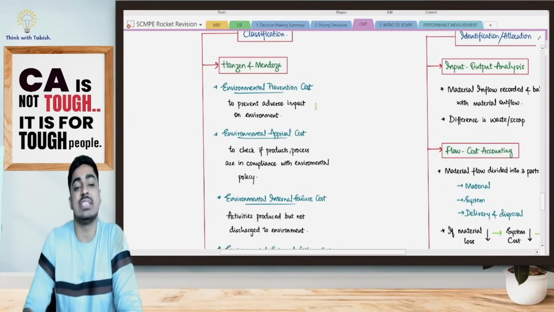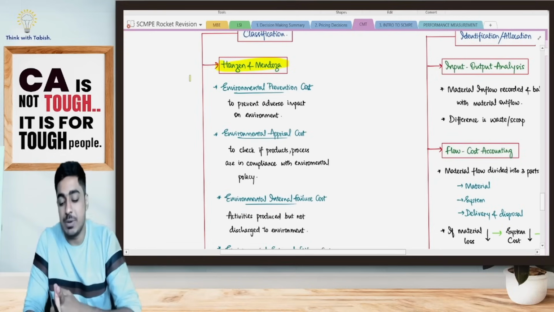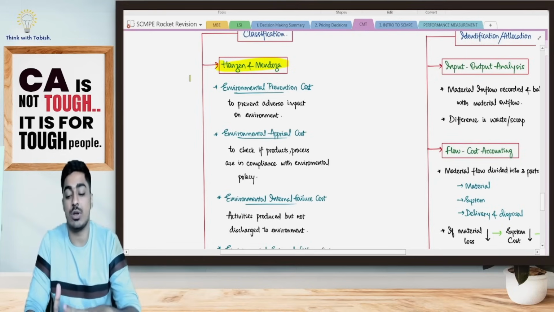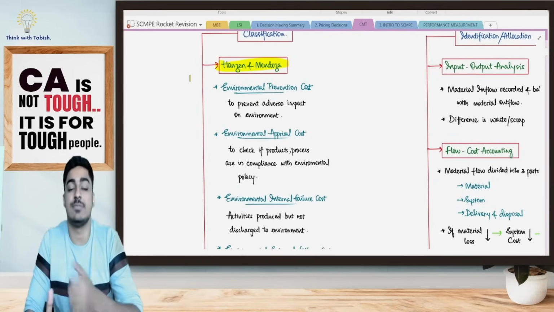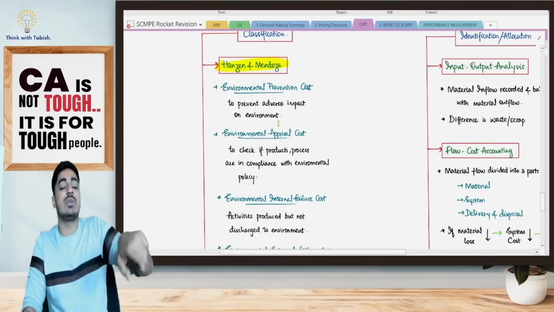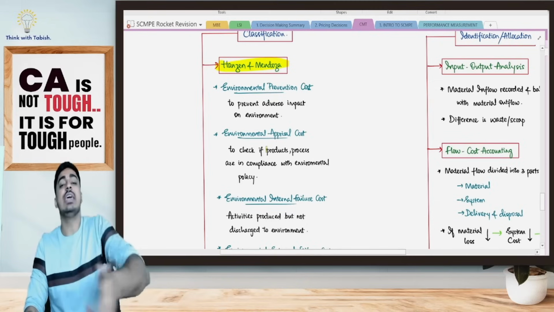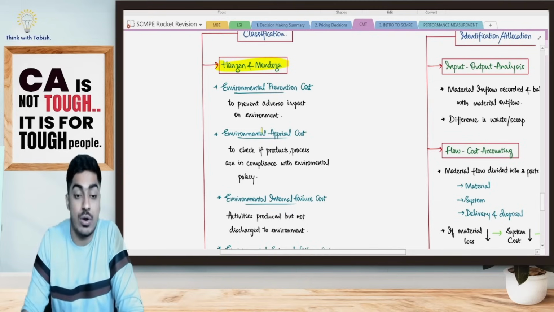Next, Hansen and Mendoza, very important students. It is similar to your cost of quality. We are telling environmental prevention cost, environmental appraisal cost, environmental internal failure cost, environmental external failure cost. Prevention cost. Yes, it is a cost incurred to prevent adverse impact on the environment. Appraisal cost. It is used to check if any adverse impact on the environment is done or not.